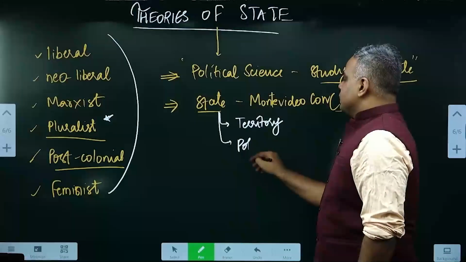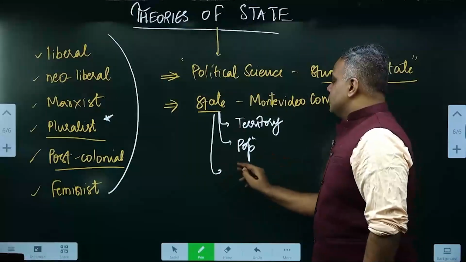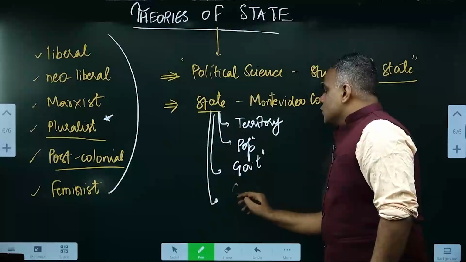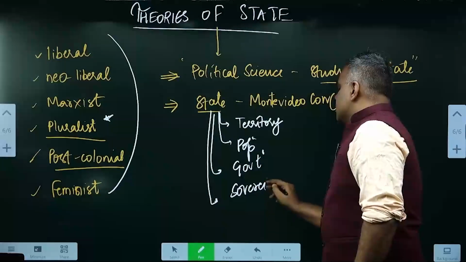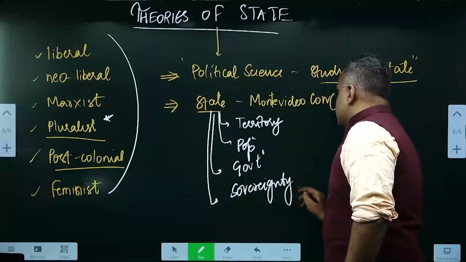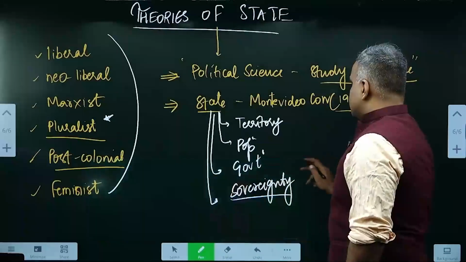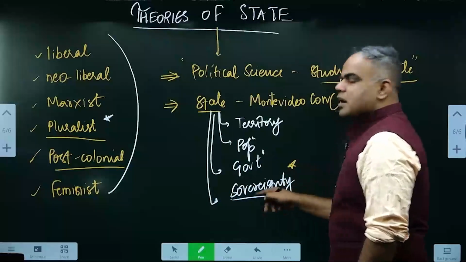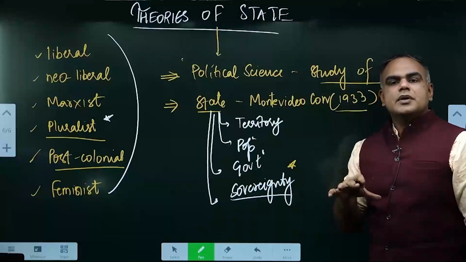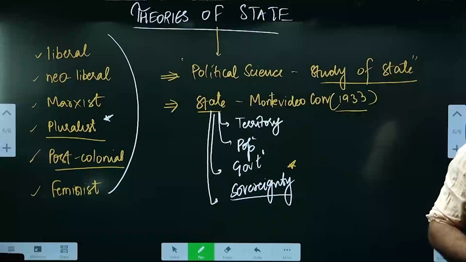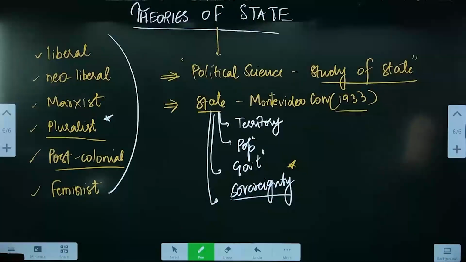Territory, population, government, and also sovereignty. Very important, right? All these 4 happen to be very important. But I'm putting a specific star mark on sovereignty because in today's lecture, I will also be talking to you about what ultimately is sovereignty. Okay, so we will be talking about all these elements one by one.